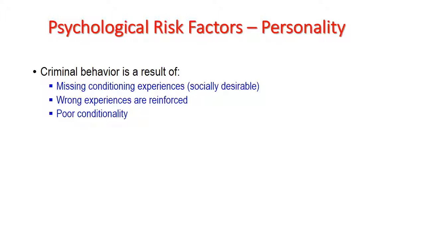They then proposed that criminal behavior is possibly the result of missing socially desirable conditioning experiences, where a child wasn't exposed to positive reinforcements for pro-social behaviors and negative reinforcements or punishments for antisocial behaviors at a young age. As a result of these wrong experiences being reinforced, the child has poor conditionability, and research suggests that antisocial people and criminals especially show poor levels of conditionability, which is evident through their cognitive functioning and their responses to different environmental stimuli.